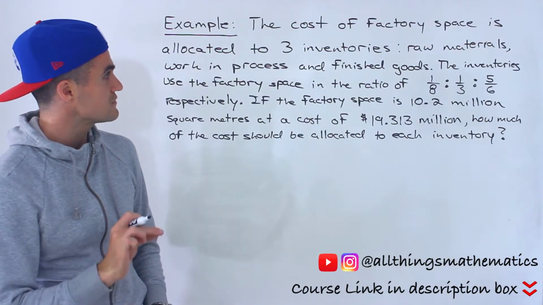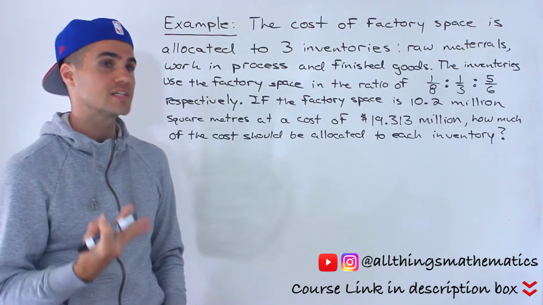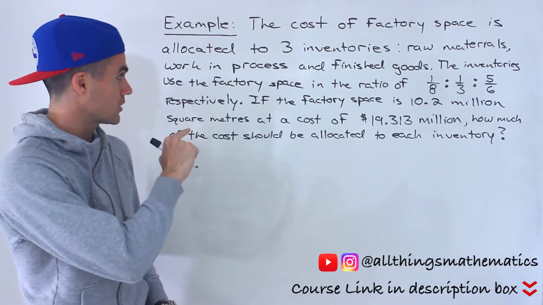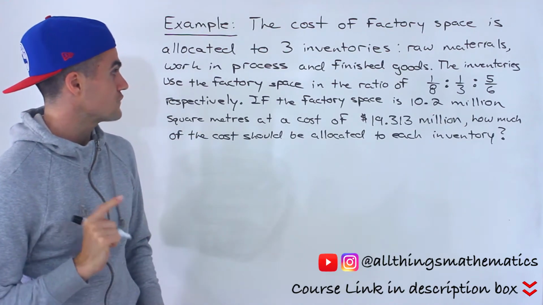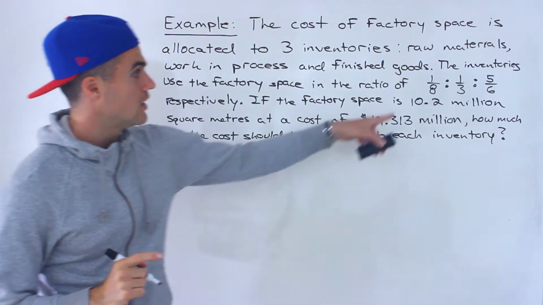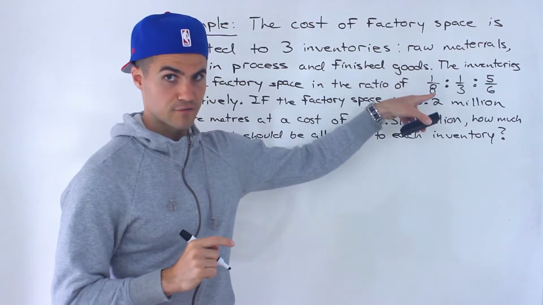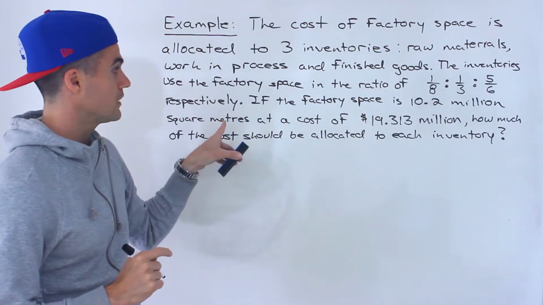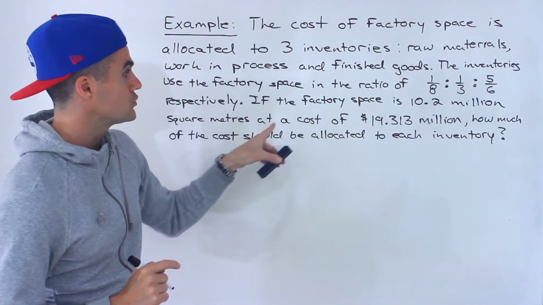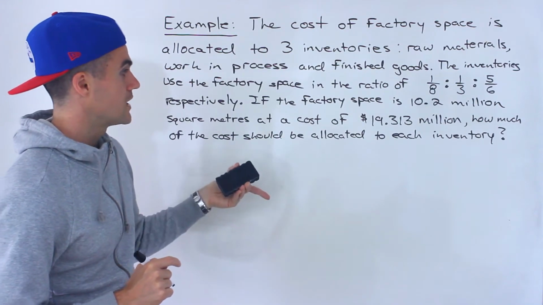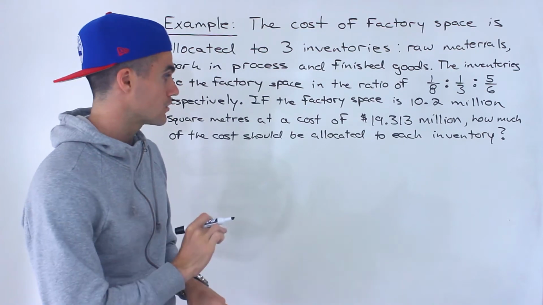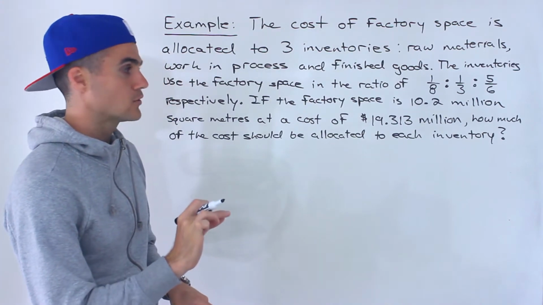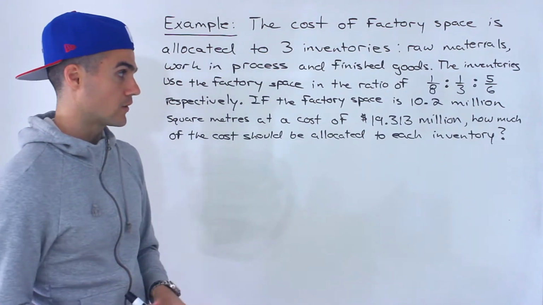Moving on to the next question. We're told that the cost of factory space is allocated to three types of inventories: raw materials, work in process, and finished goods. The inventories use factory space in the ratio of 1/8 to 1/3 to 5/6, respectively. If the factory space is 10.2 million square meters at a cost of $19.313 million, how much of the cost should be allocated to each inventory?